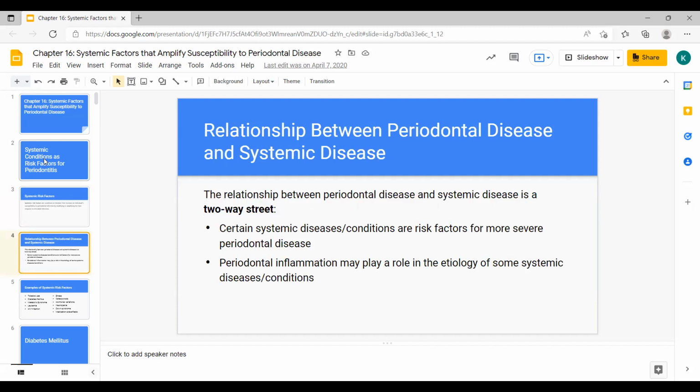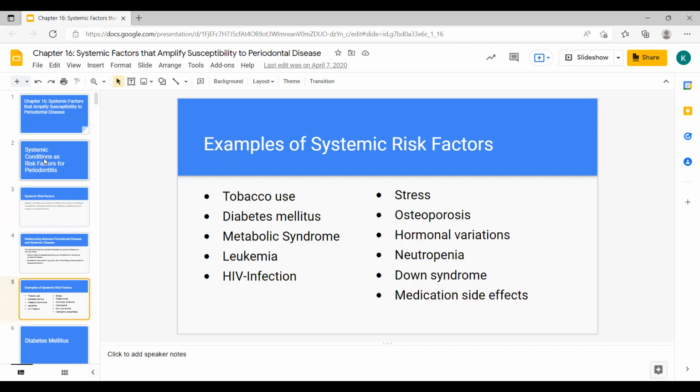The relationship between periodontal disease and systemic disease, it is a two-way street, okay? So certain systemic diseases and conditions are risk factors for more severe periodontal disease, and then periodontal inflammation may play a role in the etiology of some systemic diseases and conditions. Okay, so we're going to talk about that. Tobacco use, we know, diabetes, metabolic syndrome, leukemia, HIV infection, stress, osteoporosis, hormonal variations, neutropenia, Down syndrome, and medication side effects.